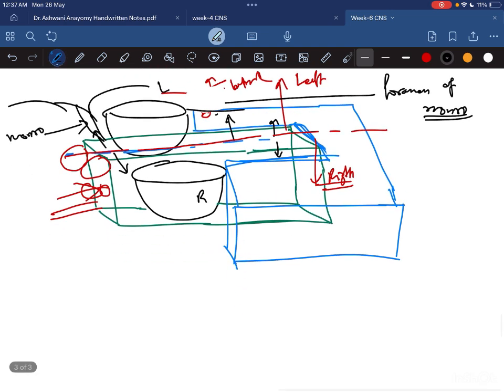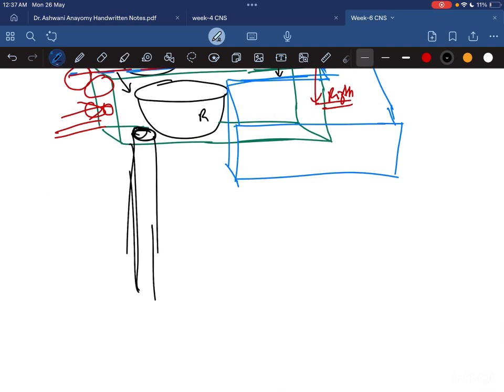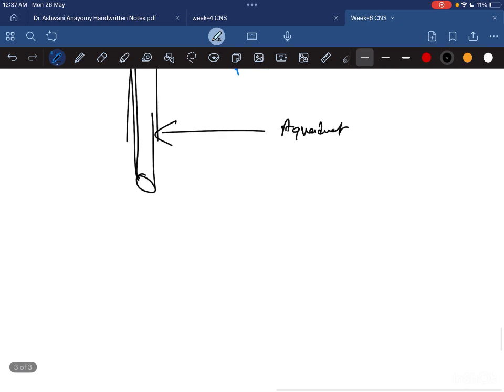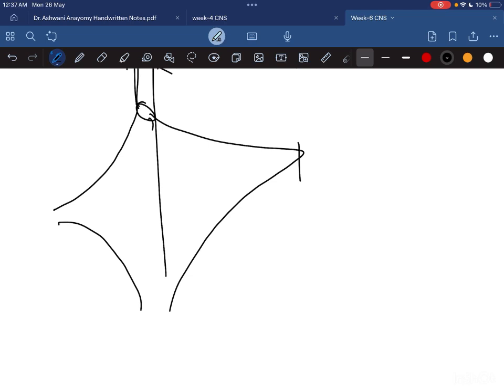And when we go downward, I am going to draw the aqueduct. This is like a tube going downward, and this is the connection, the aqueduct, and this is forming one diamond-shaped ventricle. This is the fourth ventricle.